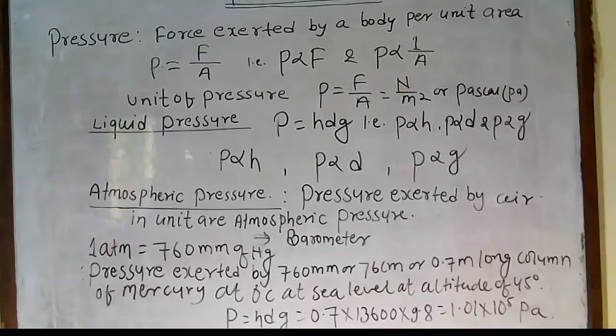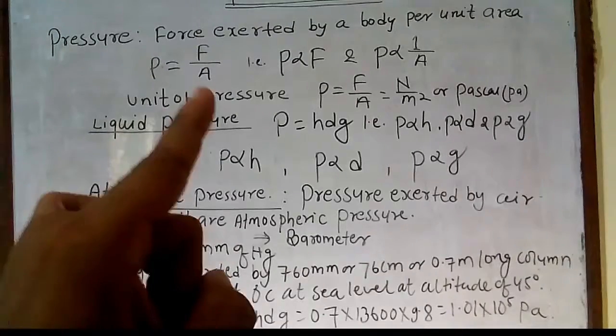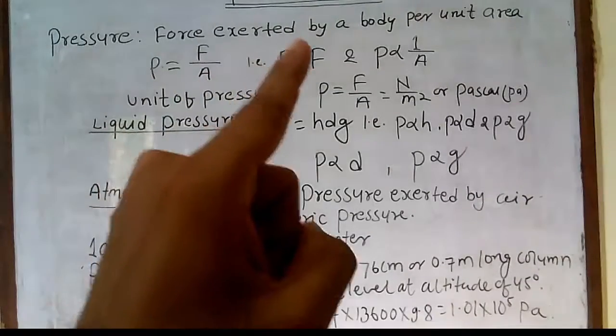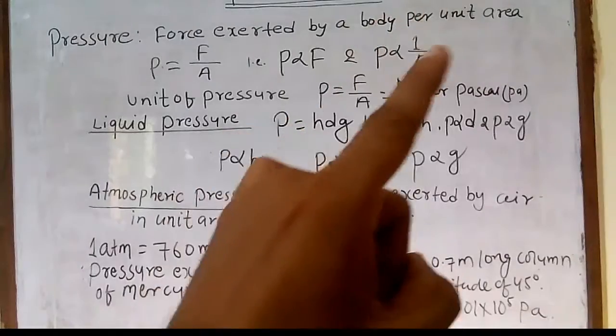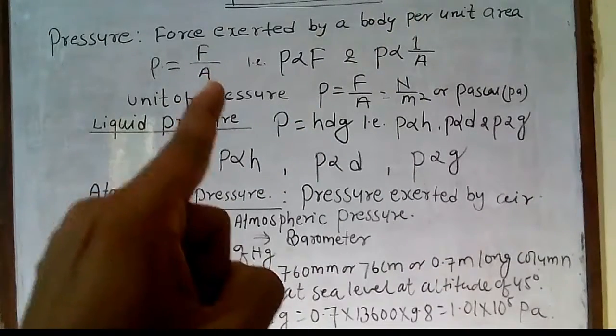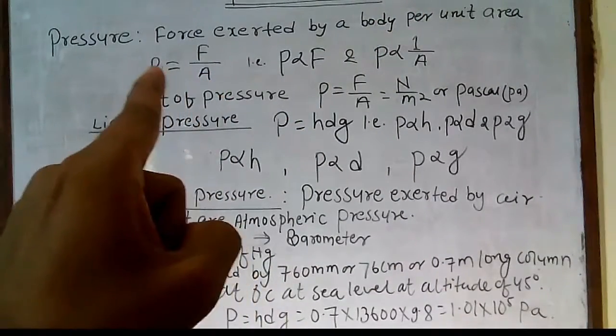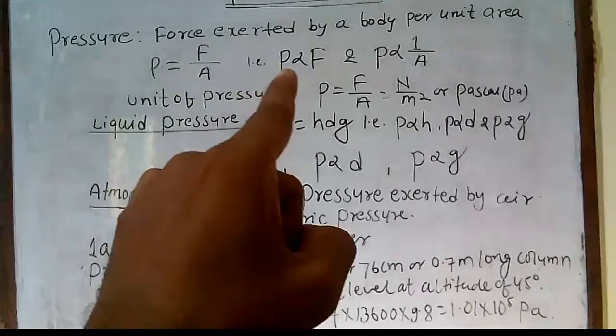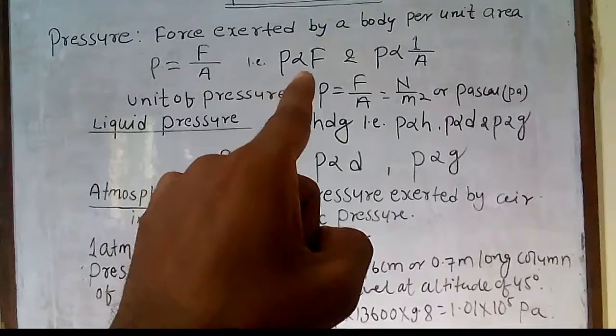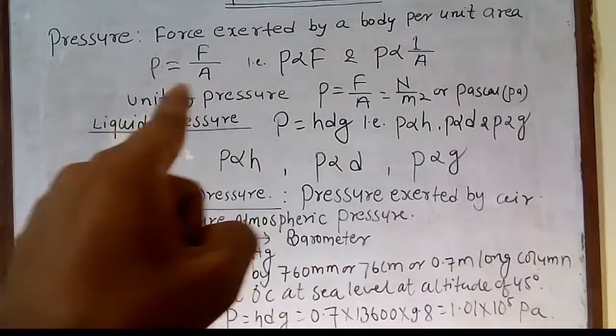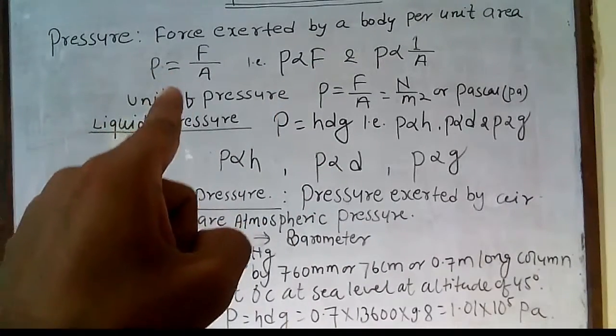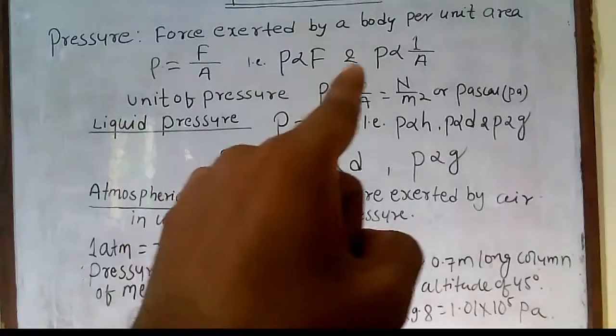So what is the definition of pressure? Pressure is defined as force exerted by a body per unit area. So what is the formula of pressure? As its name suggests, force exerted by a body per unit area. So pressure equals force by area. So it means that pressure is directly proportional to force. And the second case is pressure is inversely proportional to area.